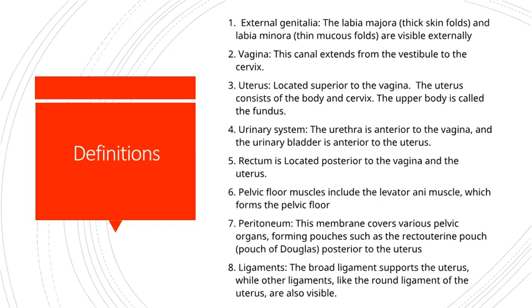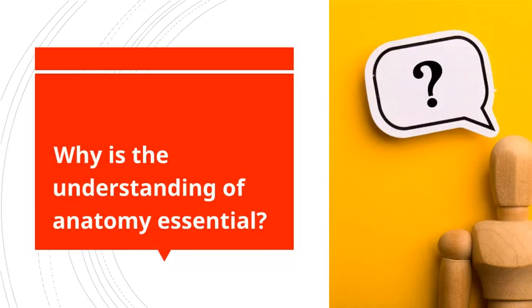7. Peritoneum. This membrane covers various pelvic organs, forming pouches such as the rectouterine pouch, pouch of Douglas, posterior to the uterus. 8. Ligaments. The broad ligament supports the uterus, while other ligaments, like the round ligament of the uterus, are also visible. By thoroughly understanding female anatomy, cesarean section providers can ensure safer procedures, reduce complications, and improve outcomes for both mother and baby.